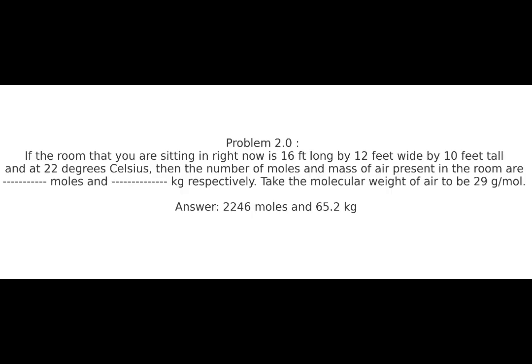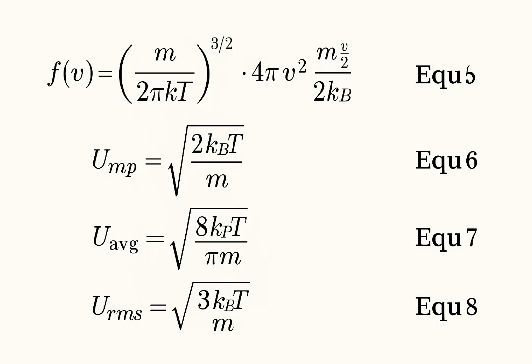To obtain the answers to problem 2.0 above, the dimensions will be evaluated to obtain the volume of the room. Then the ideal gas equation will be used to calculate the number of moles present. Also, the mathematical equation showing the relationship between the number of moles of a substance, mass of the substance, and the molar mass of the substance will be used to calculate the mass of the substance.